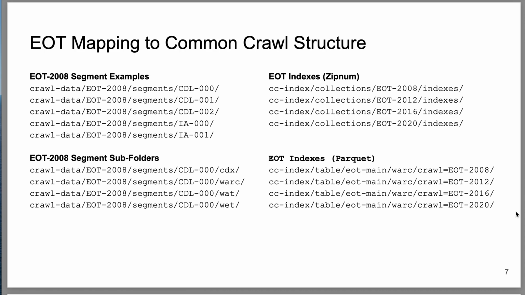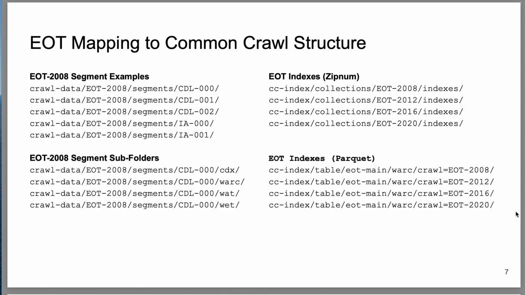So we ended up mapping the space we were thinking about into this really easily, making use of, after the crawl data, separating out the 4 different crawl periods that we did with End of Term: 2008, 12, 16, and 20. And then we used the segment notion to actually document the crawling institutions. So an example that we have in 2008, we see the California Digital Library, CDL, and IA. And then if you look within a segment folder, for example CDL-00, you see a folder for CDX files, WARC files, WAT files, and WET files.